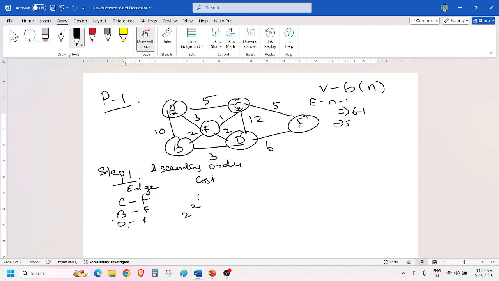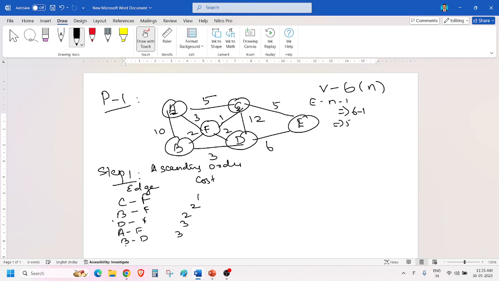Okay, then afterwards what is the minimum cost we are having? 3 is there, but 3 is also presented 2 times. Not an issue, we have to write both the things. So A to F is 3 as well as B to D is also 3.